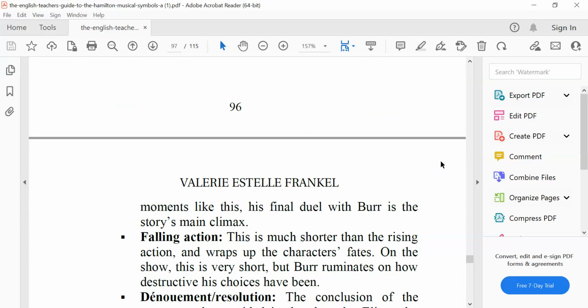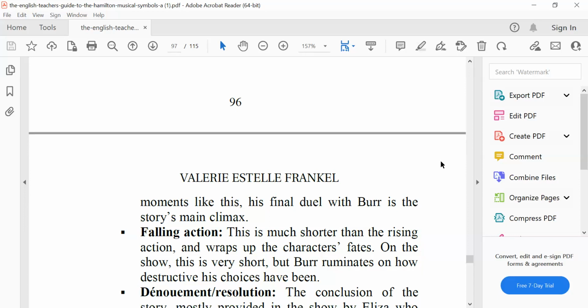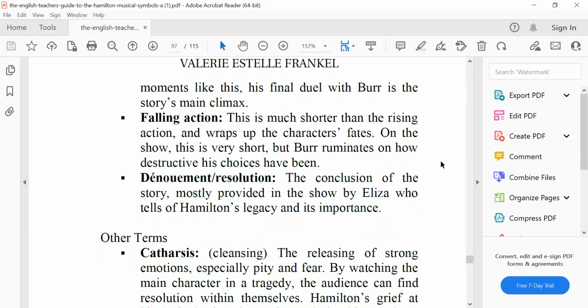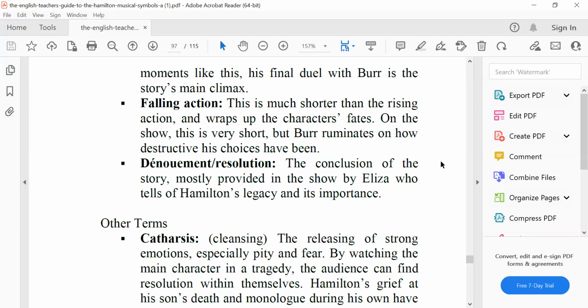Hamilton's final duel with Burr would be the biggest climax of several, because this is the moment where he really is going to lose everything. And unlike many characters, he does. So then we wrap it up. Maybe there's a little blip of a plot, but basically we're done.